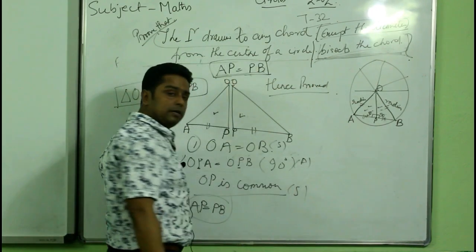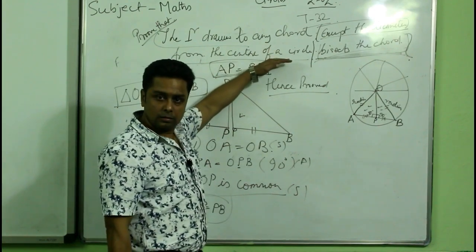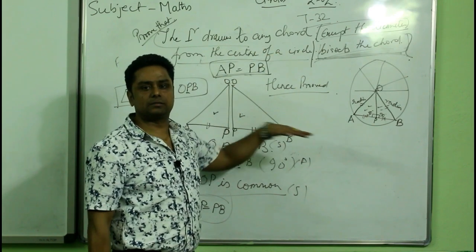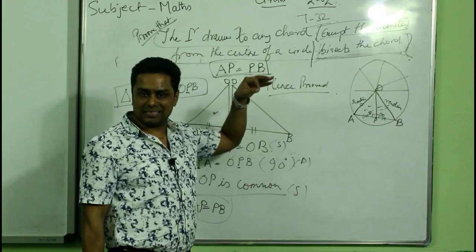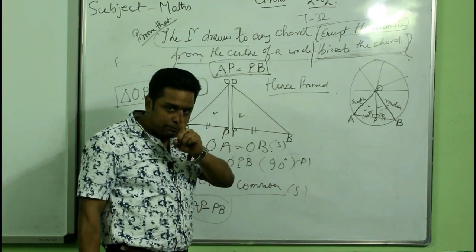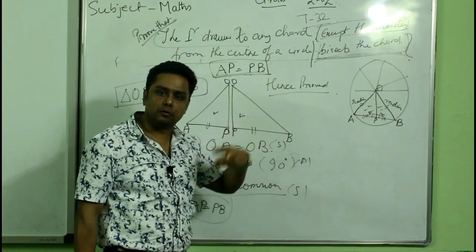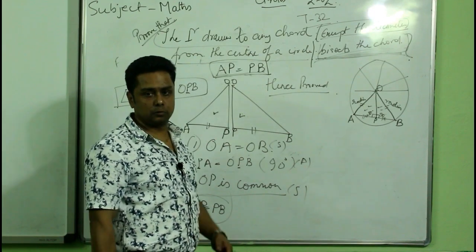Proved. What did we prove? We proved that a perpendicular from the center to the chord bisects the chord. Means if I drop a perpendicular from a center to a chord, that perpendicular bisects the chord, means into 2 equal halves. Understood? So this was theorem number 32.